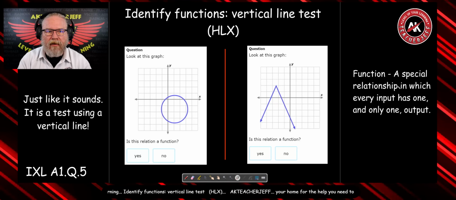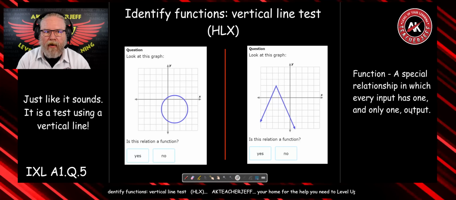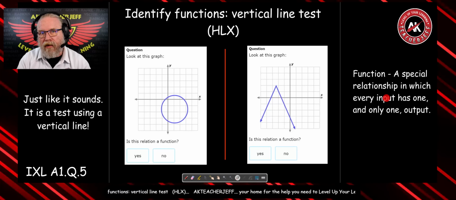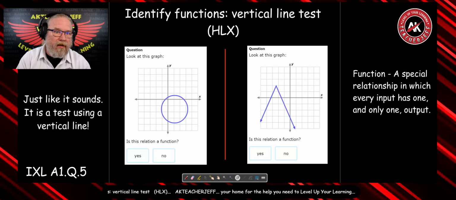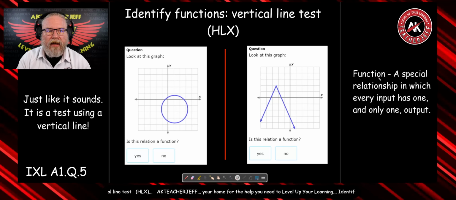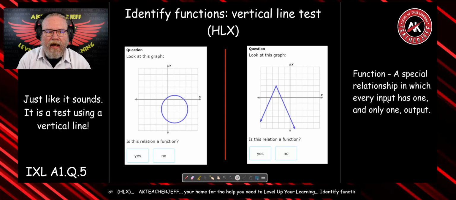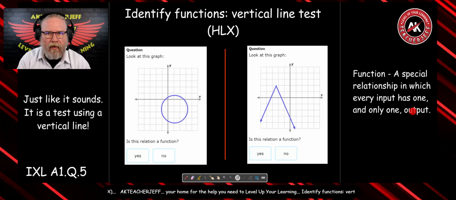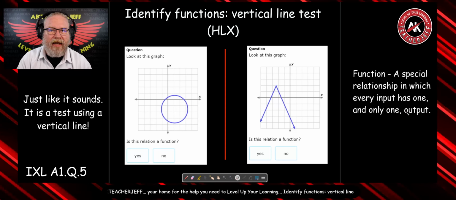Now I got a definition over here on the right of a function. A function is a special relationship in which every input has one and only one output. So every input, also known as the x values, also the domain, and every output, known as the range, but also the y values. So this is saying that a function is a relation in which every x value has only one y value.